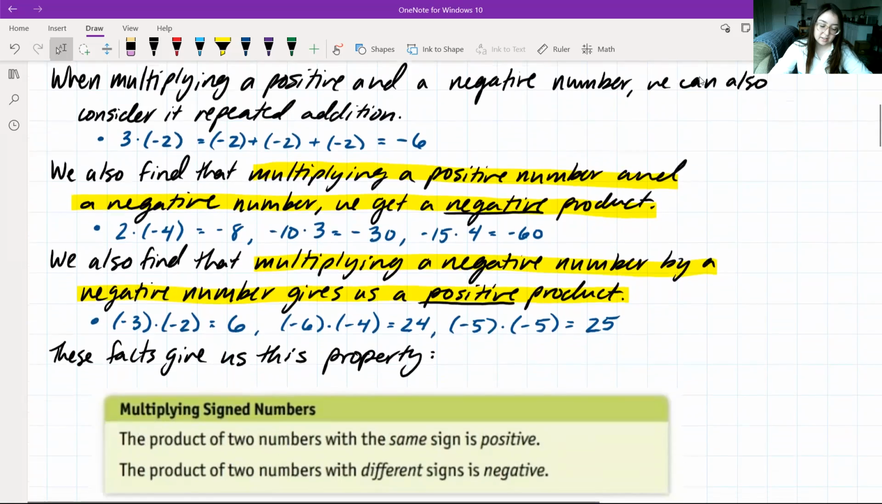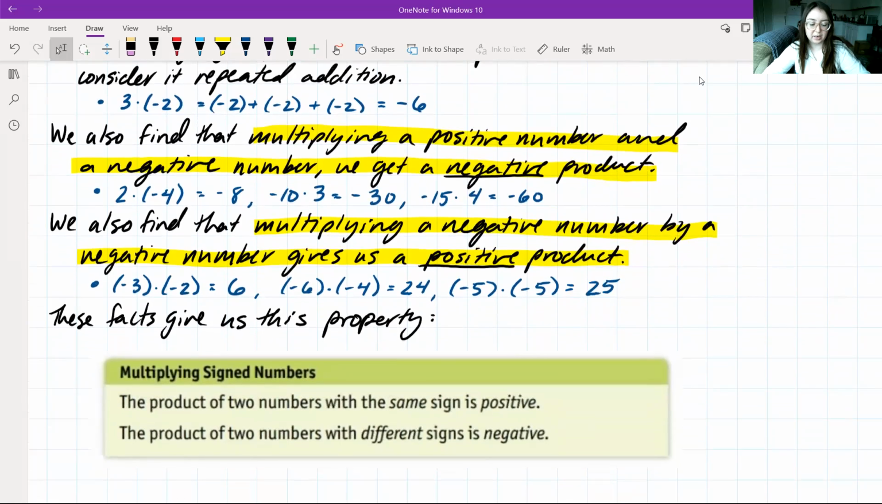So these facts give us this property, that the product of two numbers with the same sign is always positive, and the product of two numbers with different signs is going to be negative. So that's what you want to remember when multiplying numbers with signs together. If they have the same sign, it's positive, even if they're both negative. And then if we have a multiplication problem with different signs, we have a negative times a positive, that will always be negative.